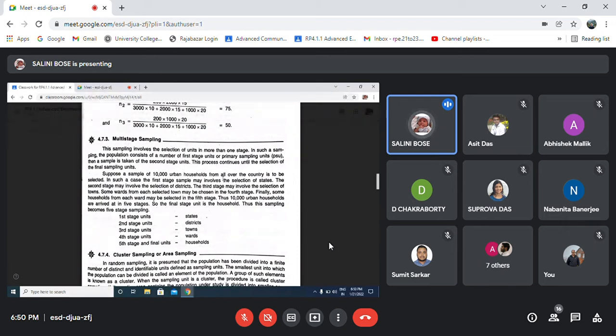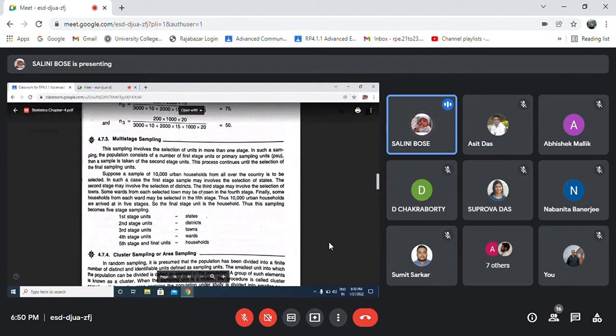So when we estimate the households, first we sample the states, then we sample the districts, then in the third stage we sample the towns, then wards, and finally we go for the households. So this is called multi-stage sampling. To get the households, we are doing 5-stage sampling. So this is multi-stage sampling.